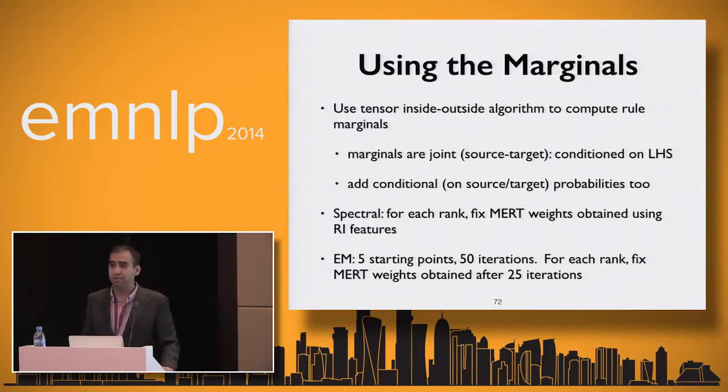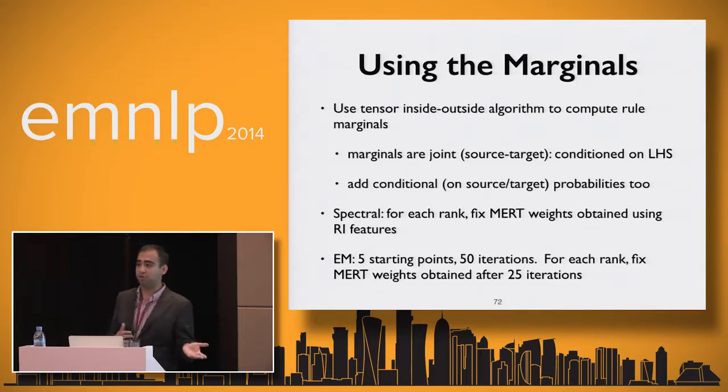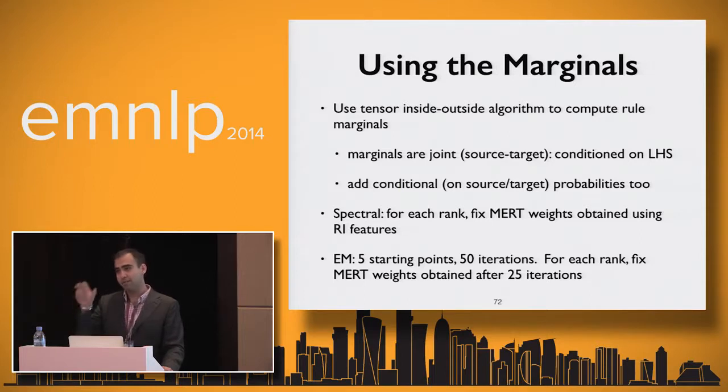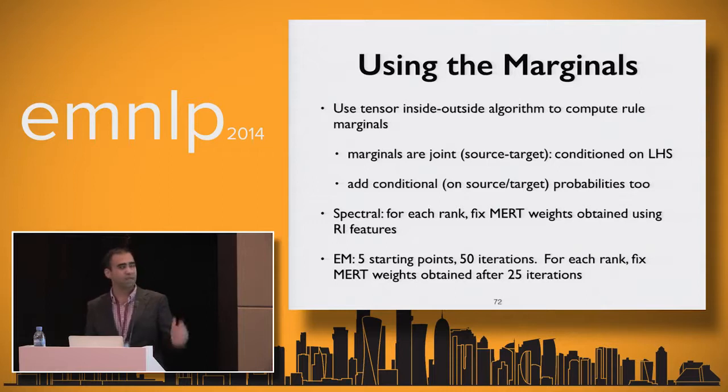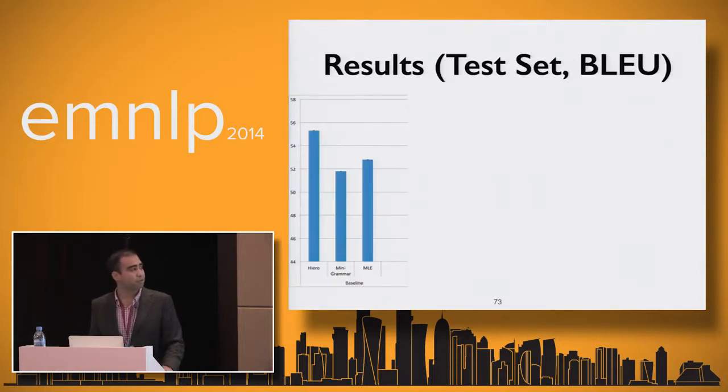In terms of how we integrate the latent variable model into the standard MT pipeline, we use the tensor formulation of the inside-outside algorithm that I presented before to compute rule marginals, so the marginals for every rule. Now these marginals are interesting because they're joint source target marginals, so they're conditioned on the left-hand side of the rule. And so what we can do is make them conditional upon the source, so just normalize by summing over all occurrences of the source phrase, and we can also do the reverse as well, condition on the target. And then in terms of how exactly we integrated it with the MT tuning setups, I'll refer you to the paper for those details.